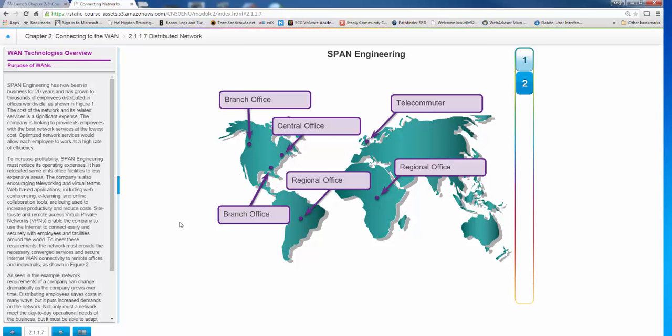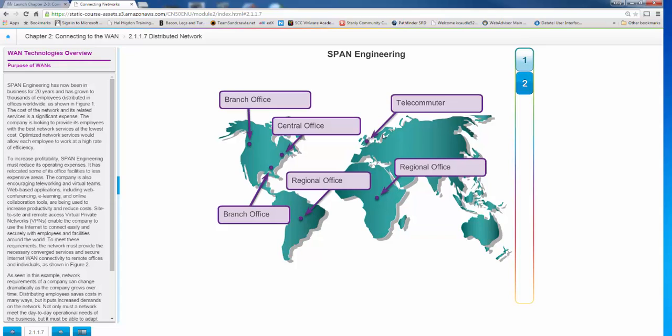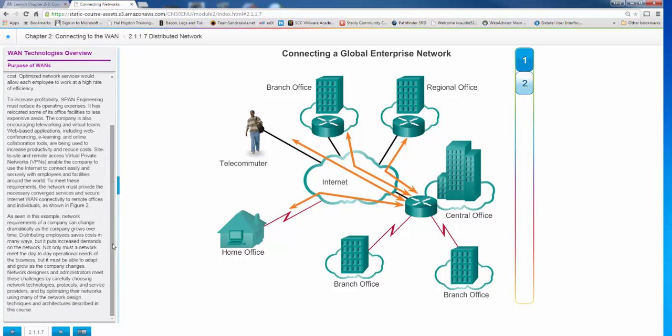Here we see Span has now gone international. So we've got people across the world. We've got a telecommuter in England, a regional office in the center of Africa, a regional office in Brazil. You've got central offices and branch offices all over the U.S. And suddenly now you've got a global enterprise network. So in other words, you've got a WAN at each one of these sites, a LAN at each one of these sites, connected together to form a large WAN for this global company, Span.